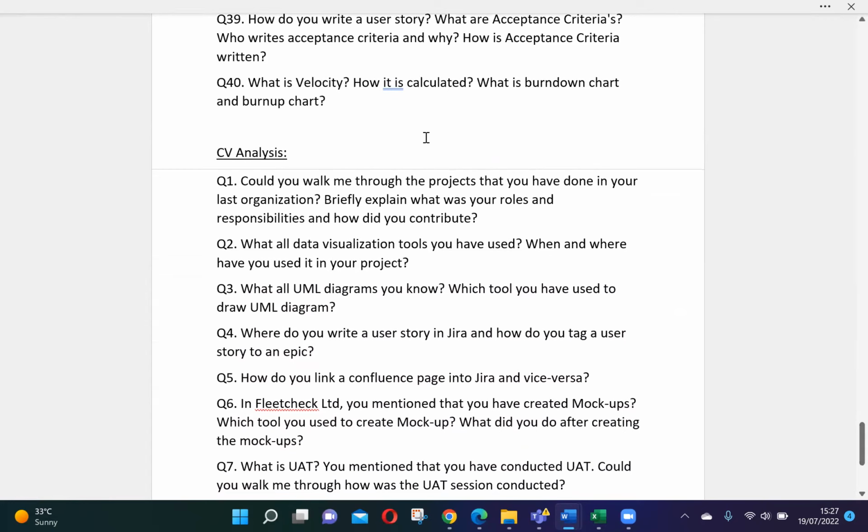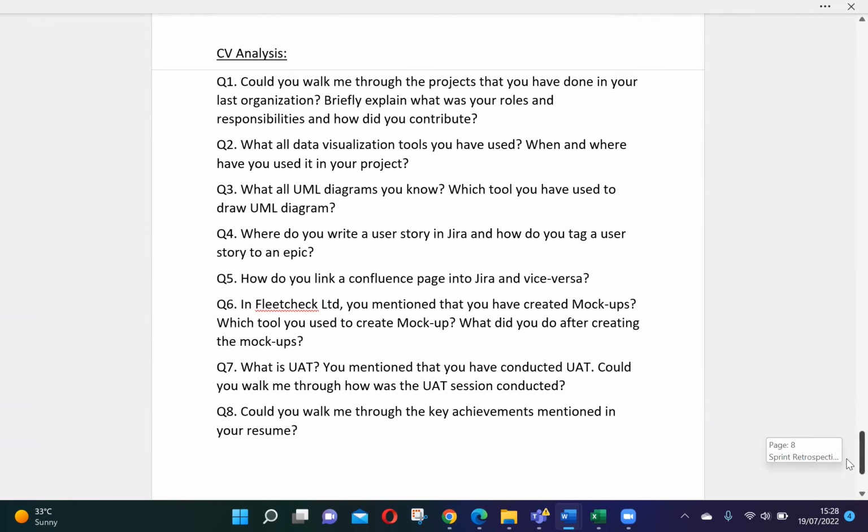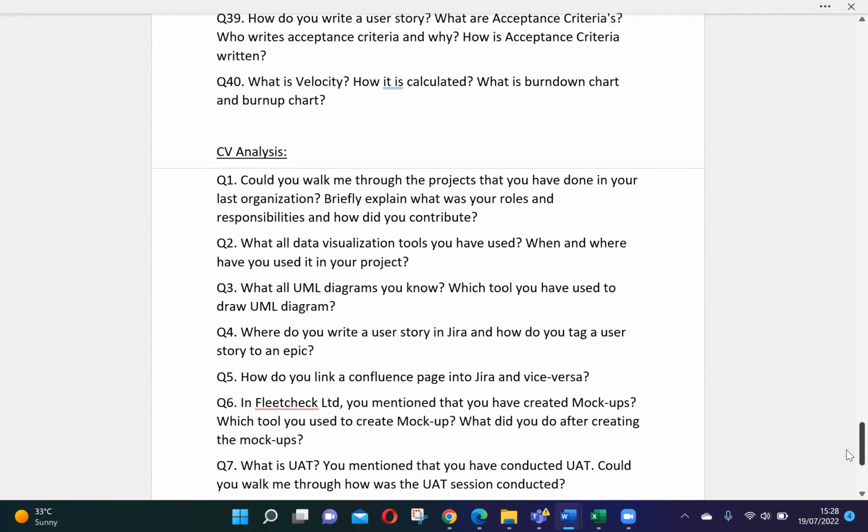Velocity. Are you there? Yes, I'm there. So what is velocity? Velocity, I know this. It's normally used to calculate how many user stories will be executed in a sprint.